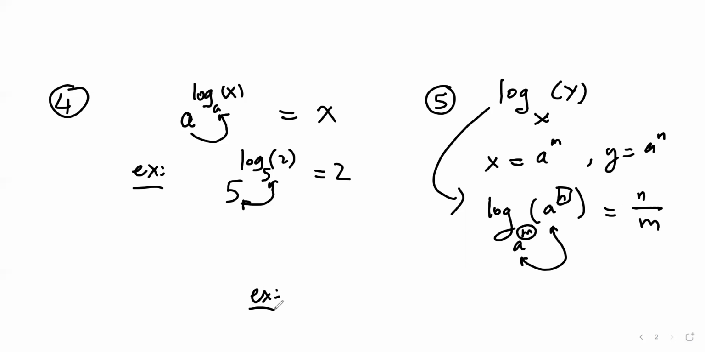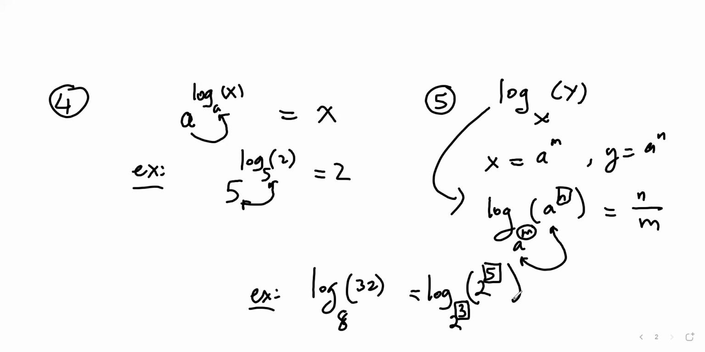So here is an example. Let's say you have log base 8 of 32. I can write 8 as 2 to the power 3, so the power is 3 here. And then I can write 32 as 2 to the 5, so that's 5 right here. Now, since both numbers have the same base, 2, I'll just divide the powers. So this will be 5/3. So that's that.